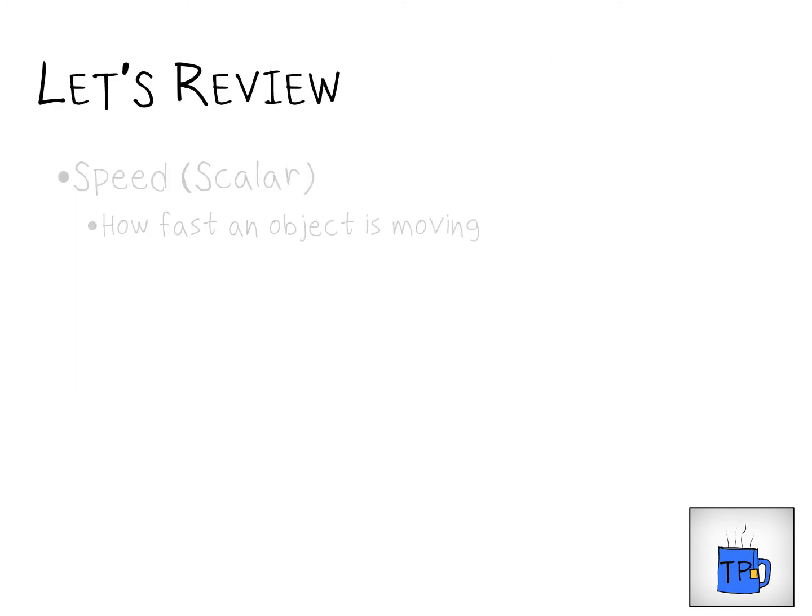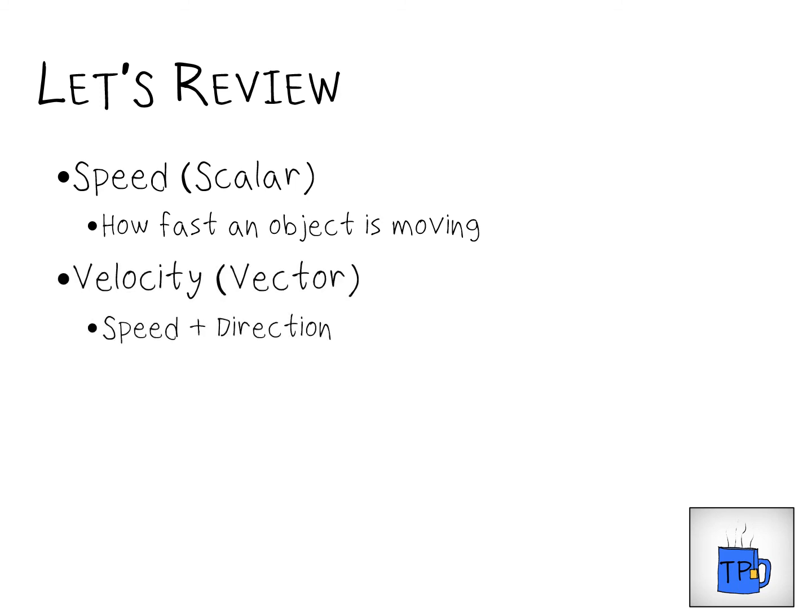Okay, enough time for a speedy review of the topics we just discussed. Speed is a scalar quantity. It talks about how fast an object is moving. Think speed limit on a road. It tells you how fast you're allowed to be going. It doesn't really specify direction. Velocity, on the other hand, is a vector quantity. It's everything you love about speed, plus the direction as well.